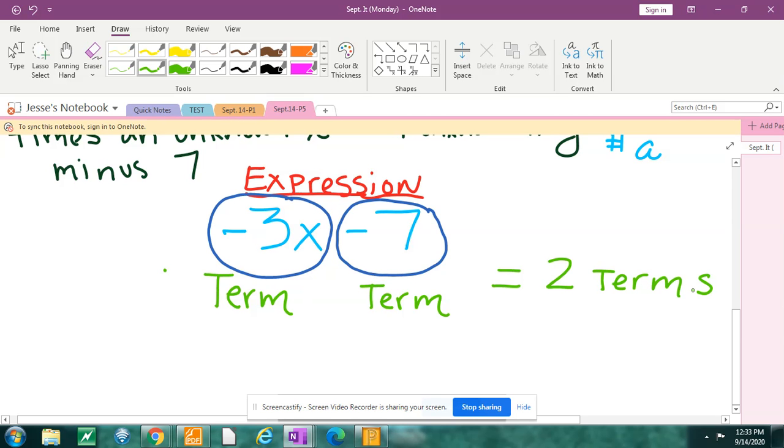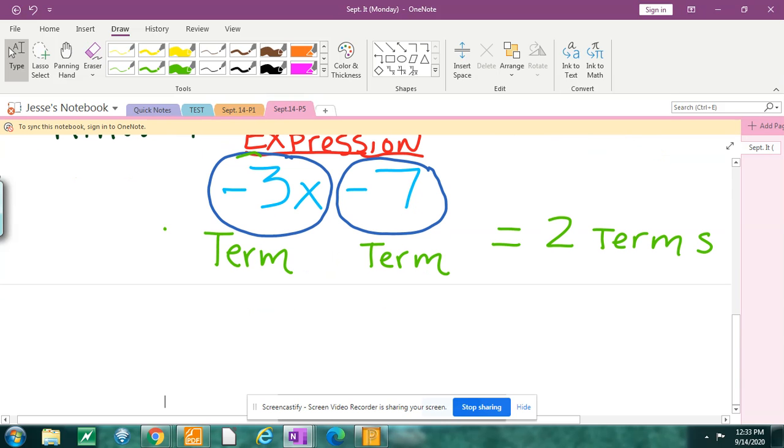All right, so here you have 2 terms. And they're different, right? Why are they different? One of them, this one here, has an X, right? This one doesn't. So let's talk about this one. Let's talk about the -3x.